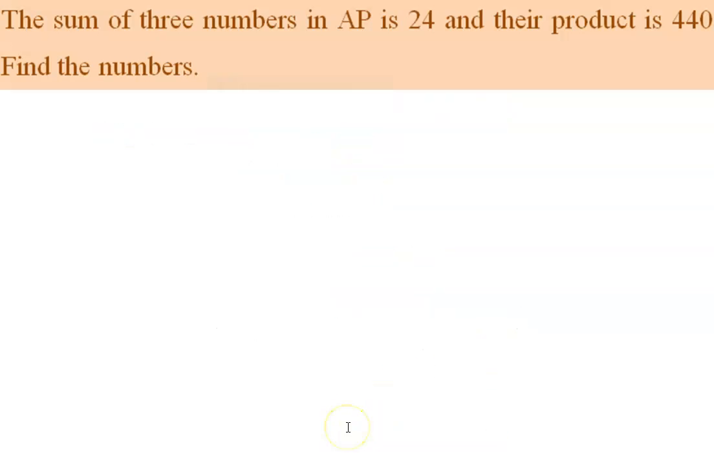The next problem is: the sum of three numbers in AP is 24 and their product is 440. Find the three numbers. So we will find the answer now. First we will take the three numbers as a minus d, a and a plus d, because they are in arithmetic progression.